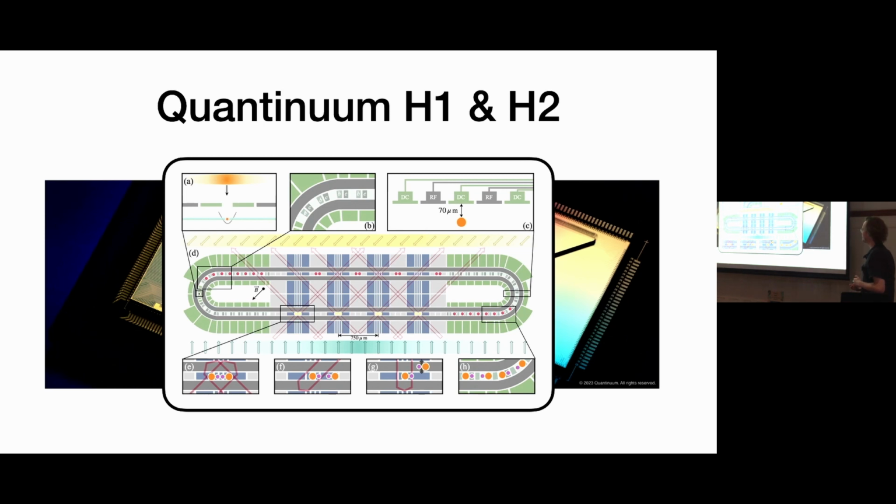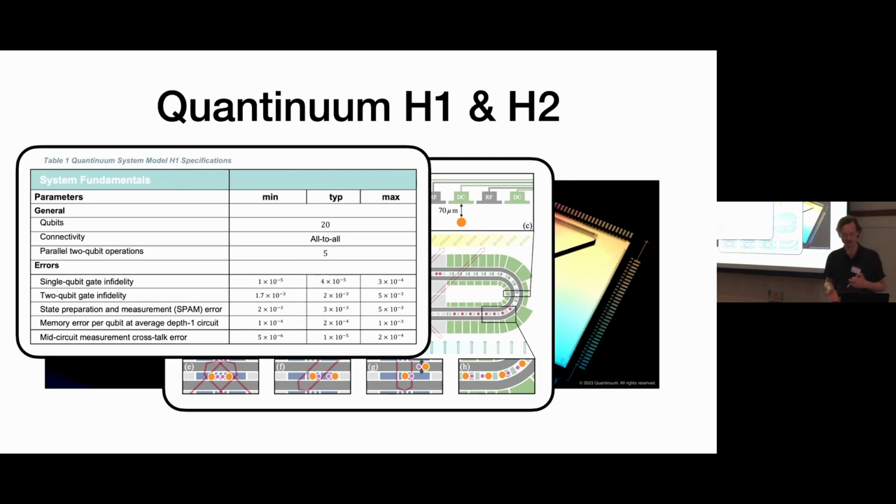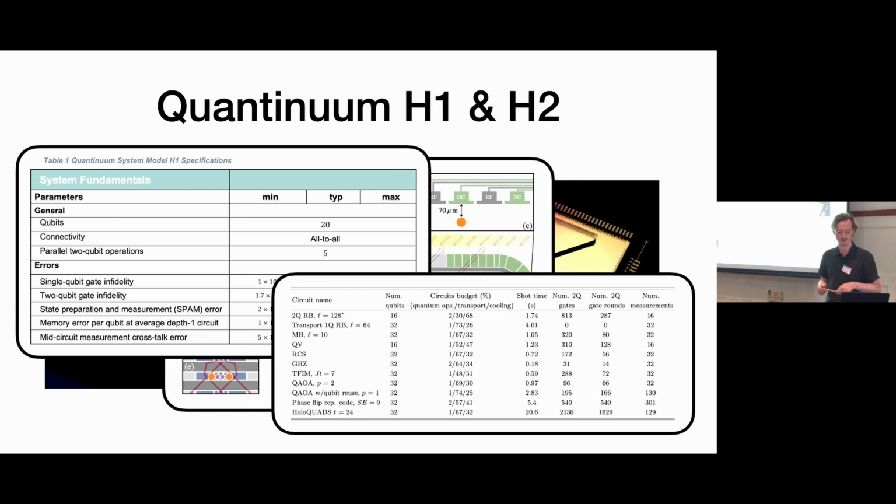Cool. And then I wanted to show the actual H1, here's a table you can find on the internet if you're going to use this device. What are the error rates? In the H1, they can do 5 two-qubit gates in parallel. And the single and 2-qubit gates have really nice fidelities. You get around 4 times 10 to the minus 5 for single qubit gates. They're around 10 to the minus 3 for 2-qubit gates and measurements and preparation. And the gate times, I think, are microseconds. Is that right? 10s or 50 microseconds? Maybe a bit longer for the 2-qubit gates and the measurements.